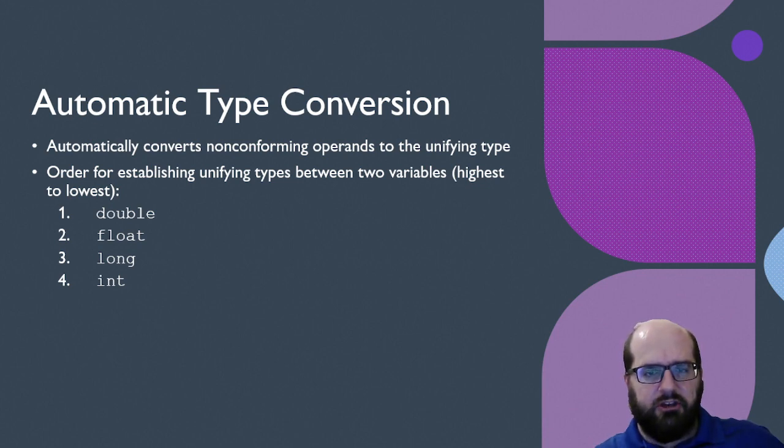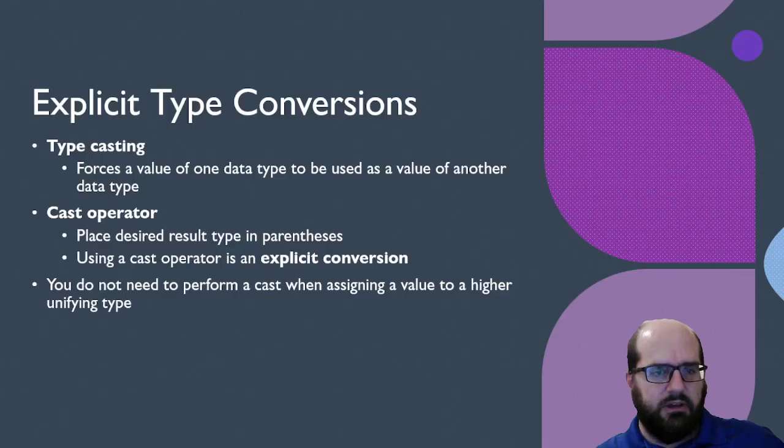Effectively, it automatically converts non-conforming operands to the unifying type. And so it continues to go up the chain. Doubles are not converted from ints, and ints do not convert doubles, because you lose information. So Java tries to retain that information. Explicit typecasting allows us to force the value of one data type to be used in another.